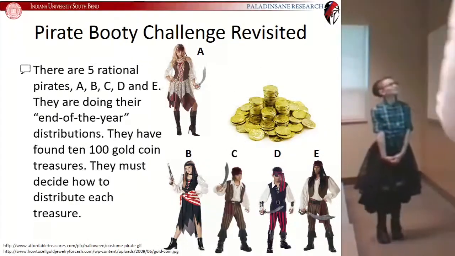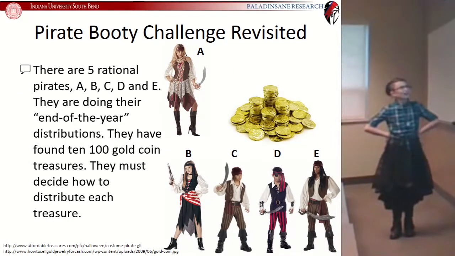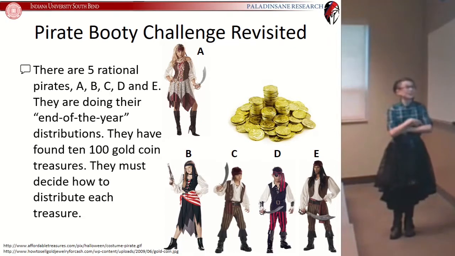Thank you. There are 5 rational pirates, A, B, C, D, and E, as we all know. They are doing their end-of-the-year distributions. They have found 100 gold coin treasures. They must decide how to distribute each treasure.